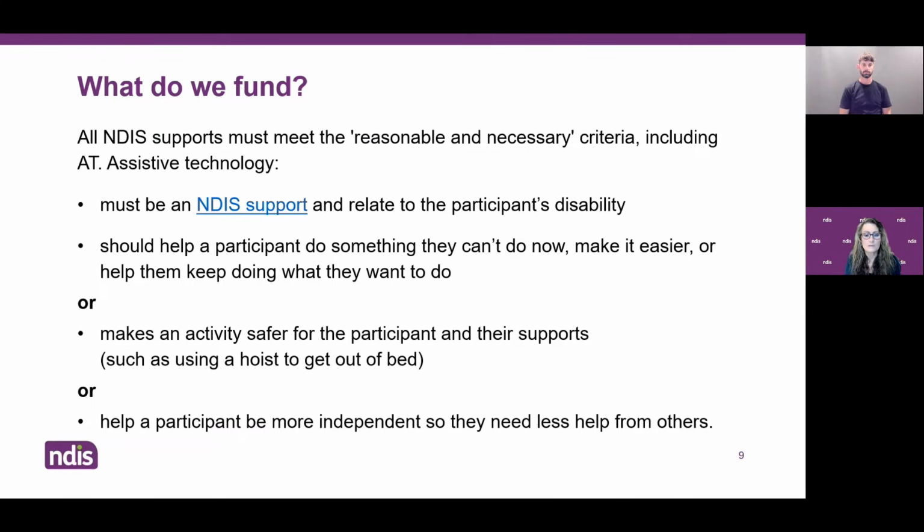All NDIS supports must meet the reasonable and necessary criteria, and this is no different for assistive technology. When we think about AT, we'll ask participants, does the AT relate to their disability? Is the AT right for them? Is the AT they need value for money? Is the AT funded or provided by someone else? For example, a workplace adjustment may actually be the responsibility of your employer.